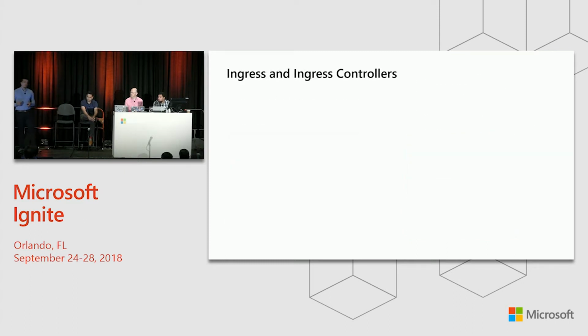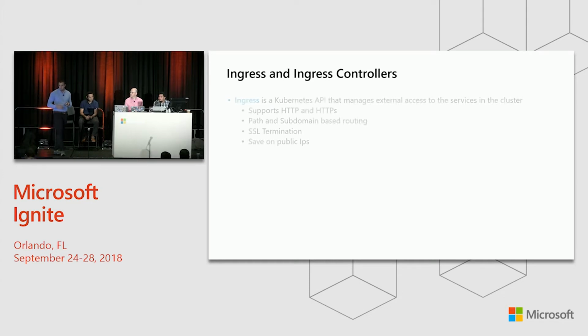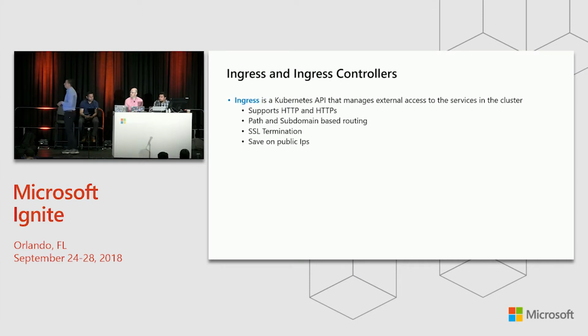So now, what if we need more than layer 4 TCP and UDP load balancing? What if we need SSL termination? Kubernetes has an API object called ingress. The ingress is an API object to manage the external traffic to services in Kubernetes. Using ingress, as it stands today, it supports HTTP and HTTPS traffic only. You can do path and subdomain routing. You can do SSL termination. And you're going to be saving on the public IPs on the Azure load balancer, because now you have the ingress as the single entry point for all your services in the cluster.